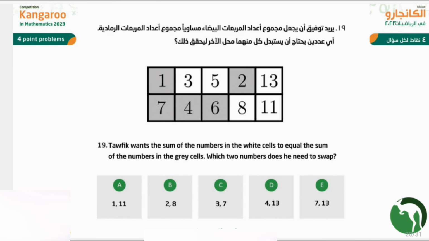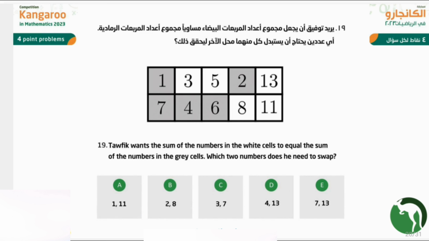In question number 19, Tawfiq wants the sum of the numbers in the white cells to equal the sum of the numbers in the gray cells. Which two numbers does he need to swap? Okay, so at first let's sum the digits in the gray cells and in the white cells and see the difference between them.